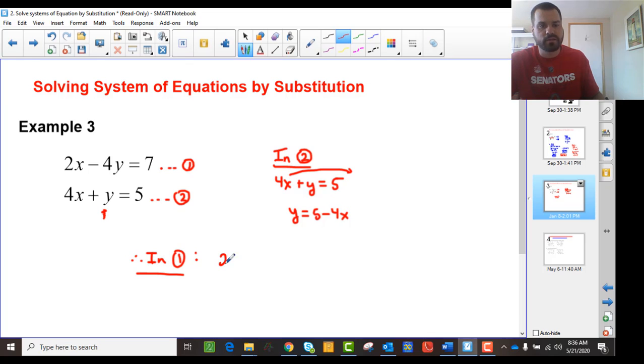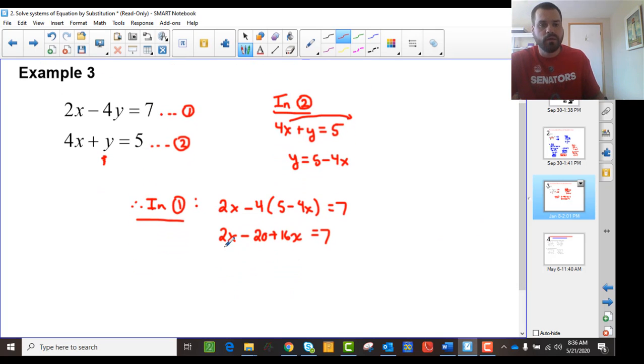So we're going to say 2x minus 4 times, and then instead of y, we're going to put 5 minus 4x, and that equals 7. Then we're going to solve. So minus 4 times 5 is minus 20, and minus 4 times minus 4x is positive 16x. Okay. So then we get 16x plus 2x, that's 18x minus 20 is equal to 7.